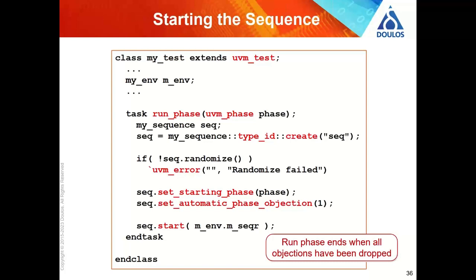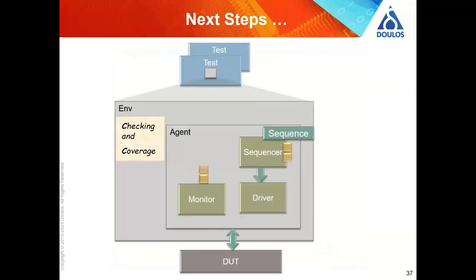So the last thing to do then is just call start. When we call start, we're calling start for the specified sequence object. And we also need to specify which sequencer that sequence is going to run on. Okay, and then that's it. We've now got everything we need to run the simulation.